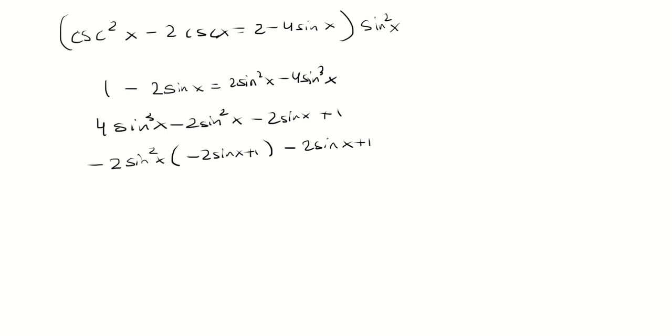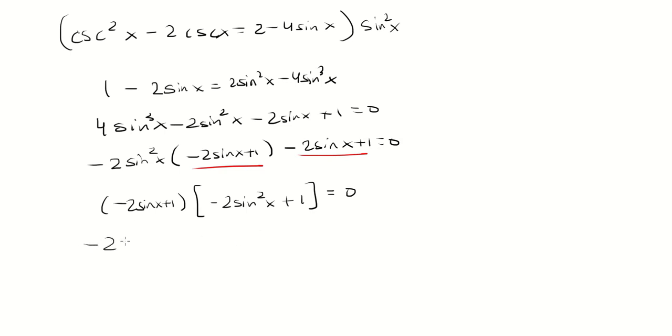So notice that whatever's in parentheses here is the same thing as here. So I can factor out a negative 2 sine plus 1. And then in the other parentheses, I have this thing, negative 2 sine squared. And then because these are exactly the same, I'm just going to say plus 1. That's going to equal 0.